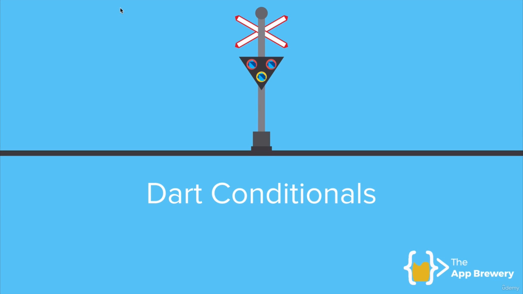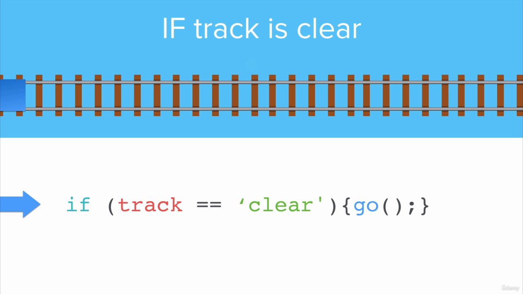All right, so for those of you who are unfamiliar with Dart, in this lesson I wanted to quickly cover Dart conditionals, and more specifically, the if and else. Now, an if statement basically just checks to see if a condition is true. And if the condition is true, then it's going to carry out the instructions inside a set of curly braces.